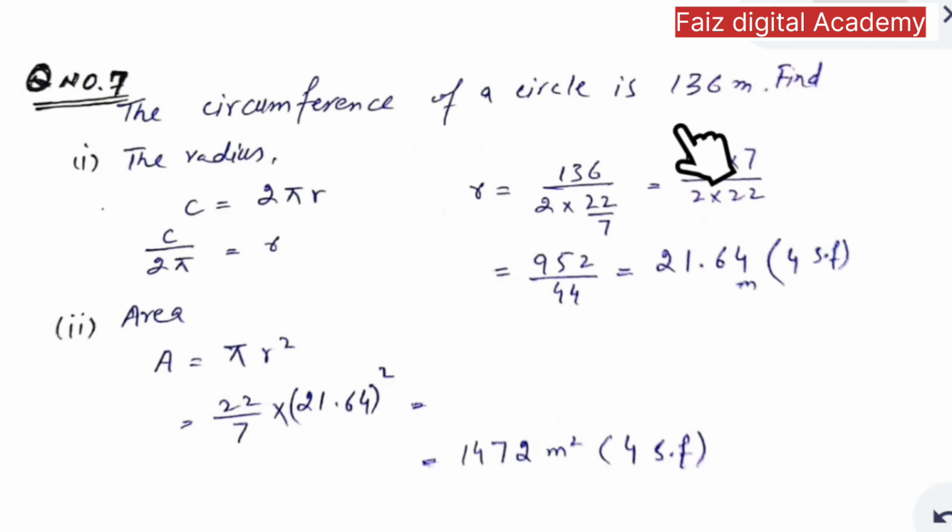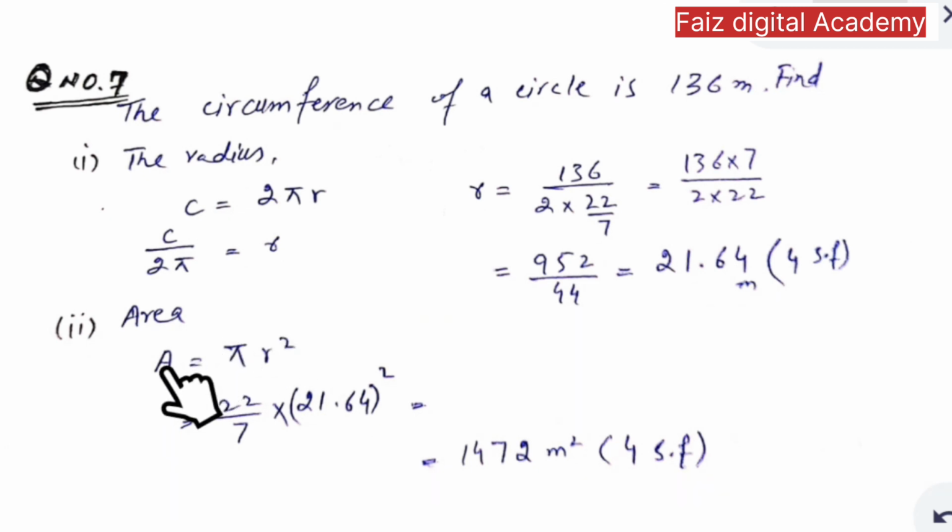The circumference is given 136, 2 into the value of the pi is 22/7, and we solve it and get the answer 21.64, and we write it up to 4 significant figures, 1, 2, 3 and 4, and in the bracket I have written that this answer is correct up to 4 significant figures.